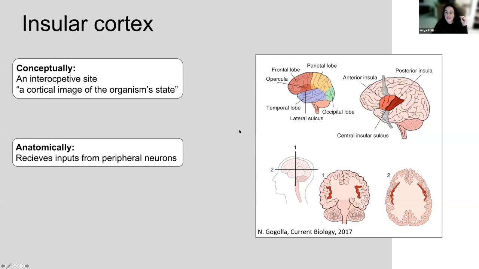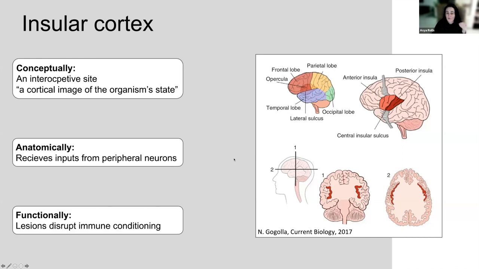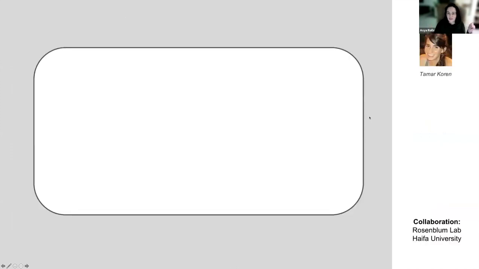Anatomically, this area receives inputs from sensory innervation from the periphery, and it can send inputs to the sympathetic and parasympathetic pathways. And functionally, Manfred Schedlowski showed that disruption of the insula can disrupt immune conditioning. So we focused on this area, and this was the work mainly by Tamar Koren in the lab, together with Kobi Rosenblum from Haifa University.